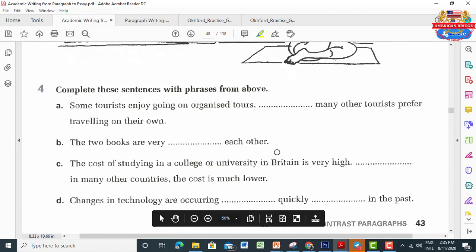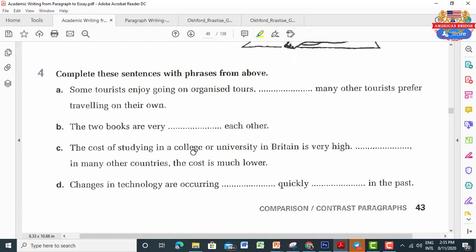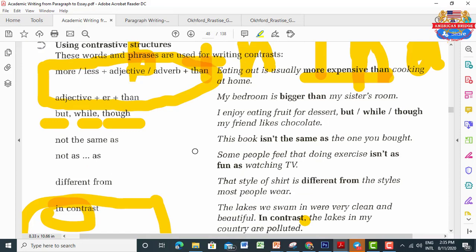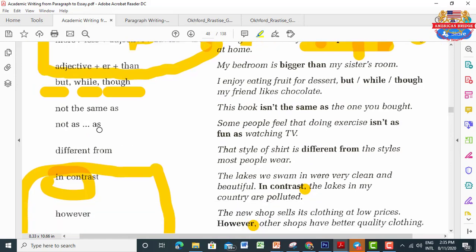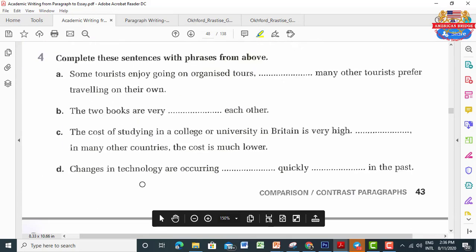Okay, everyone. So now, can you try to complete this exercise, everyone? We use the words that we have learned at the moment, like comparative adjectives or comparative adverbs, not the same as, not as, different from, like in contrast, however, on the other hand, right? Okay, let's check. We have four sentences that you have to complete.